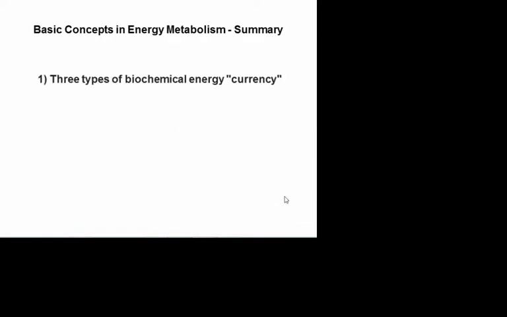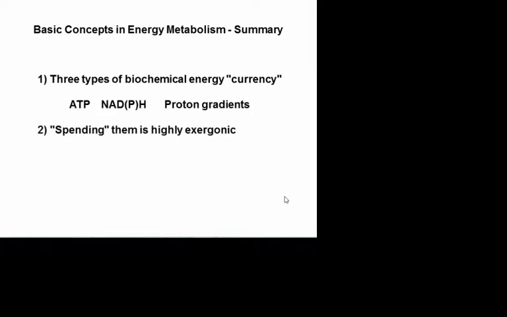Okay, so what you have to remember from this part is, there are the three types of energy currency: ATP, NADH, proton gradients. Whichever they are, you can think of them as kind of money, all right? Dollars, pounds, the euro.